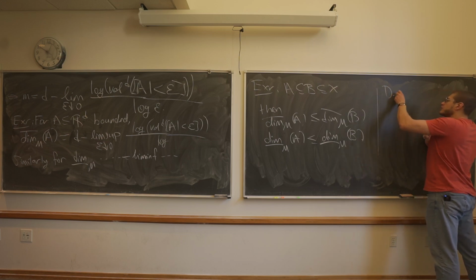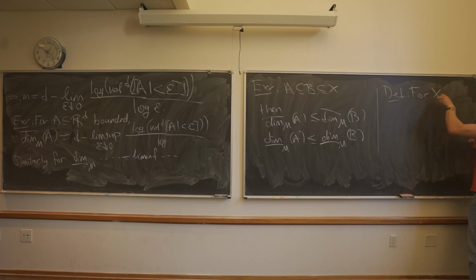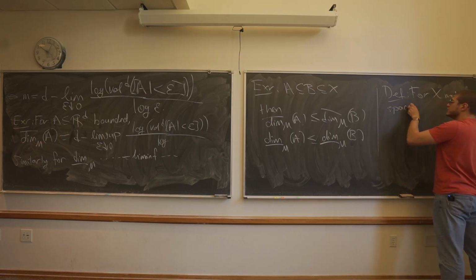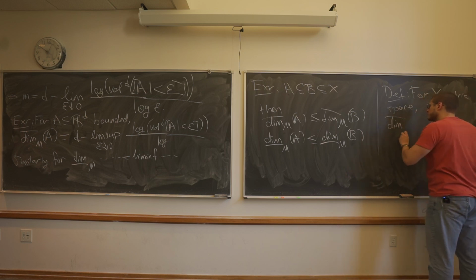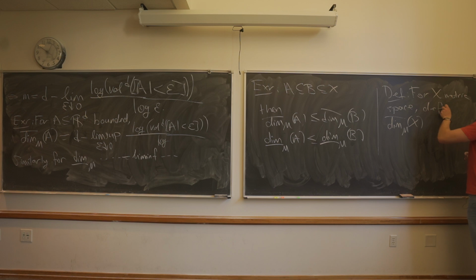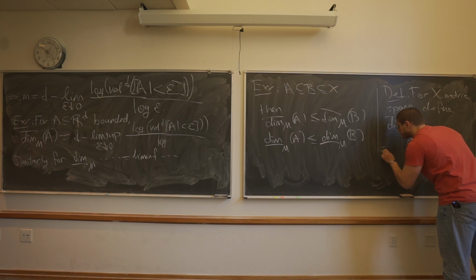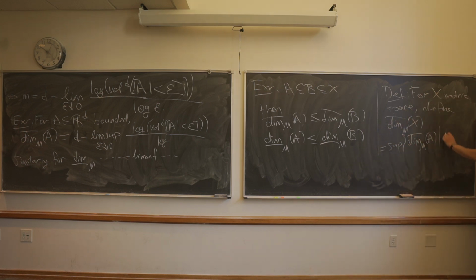So, X a metric space. Define the upper Minkowski dimension as, well, the upper Minkowski dimension of A, if you want to take a sup, you take the sup over all A, A totally bounded. Same with lower Minkowski dimension.